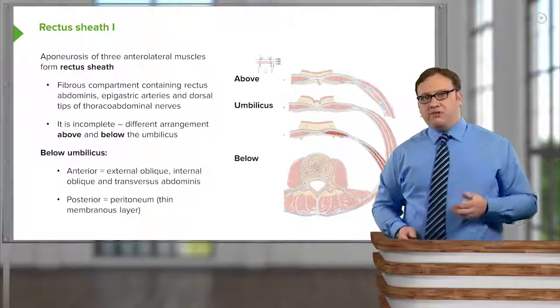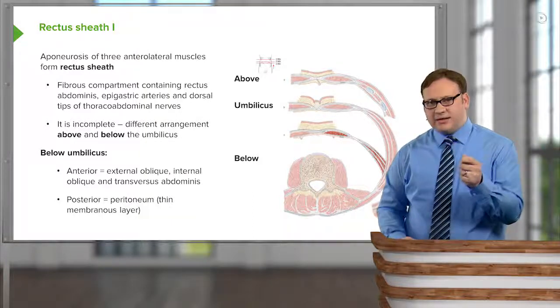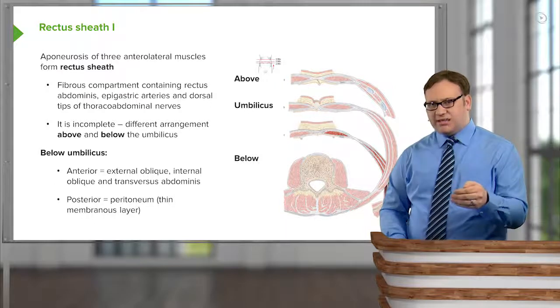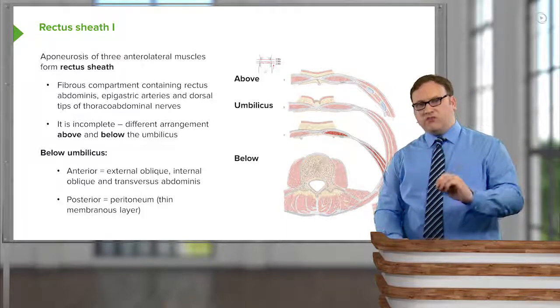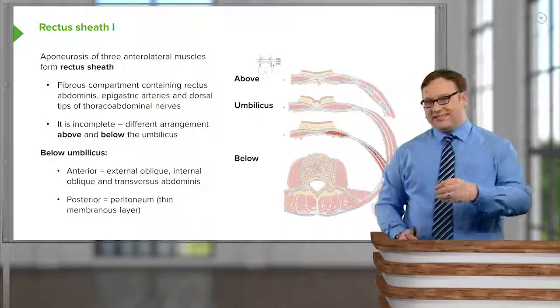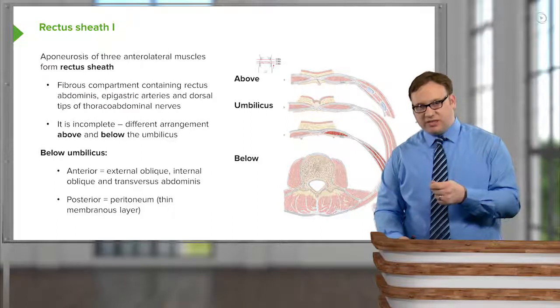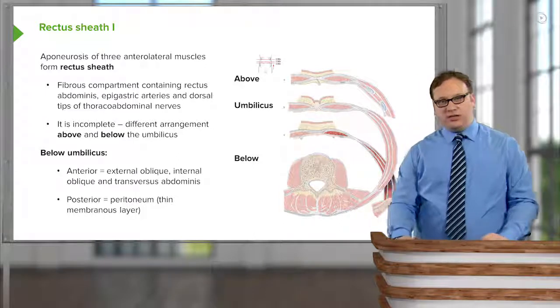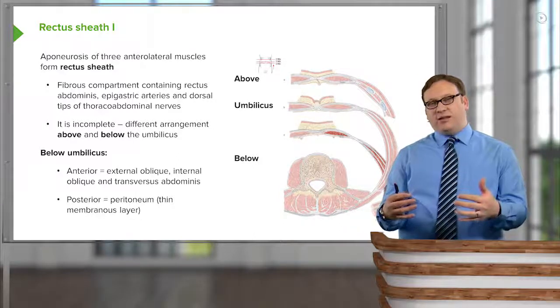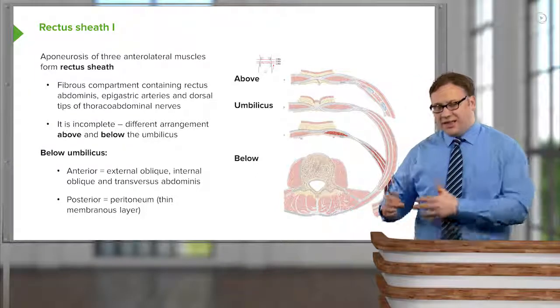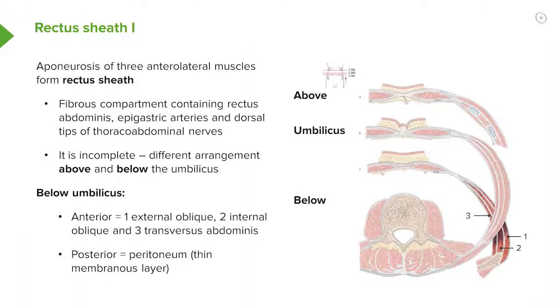So a similar arrangement. But this time, the aponeurosis from all three anterolateral abdominal wall muscles, all three, external oblique, internal oblique, transverse abdominis, runs anteriorly. Internal oblique doesn't split, and transverse abdominis aponeurosis passes anterior to rectus abdominis. So the only thing we have posterior to rectus abdominis is that membrane I spoke about, transversalis fascia, and then the peritoneum. We can see it here.